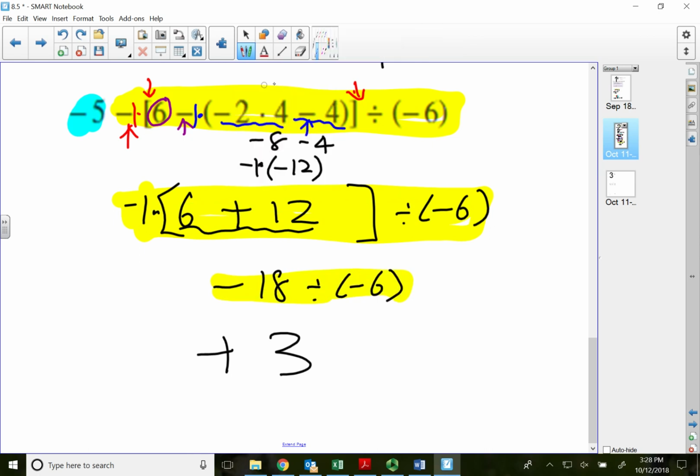Now remember, the very first term was negative 5 with no operation in that term. So that's still negative 5. Now, terms with different signs, we subtract, and my answer is negative 2. All right, that's all it is.